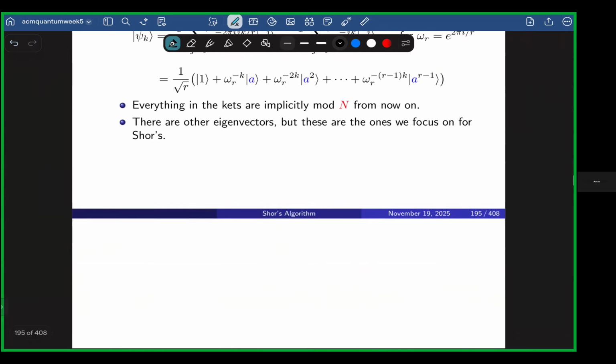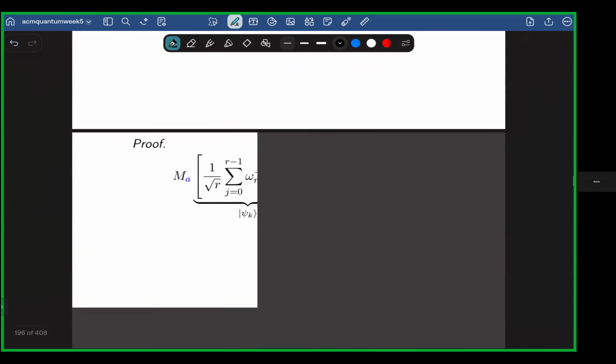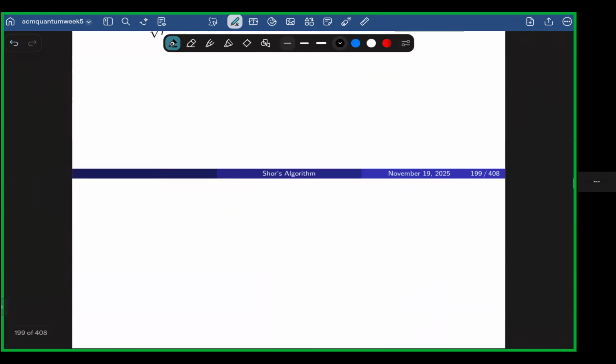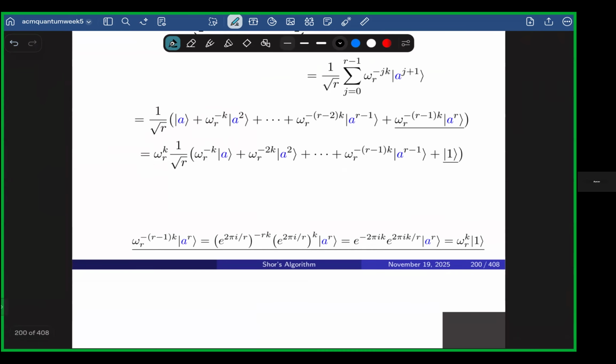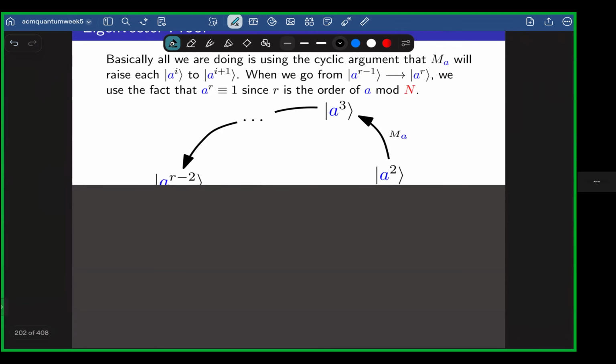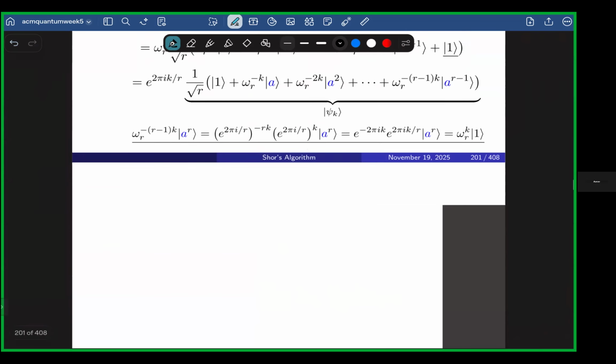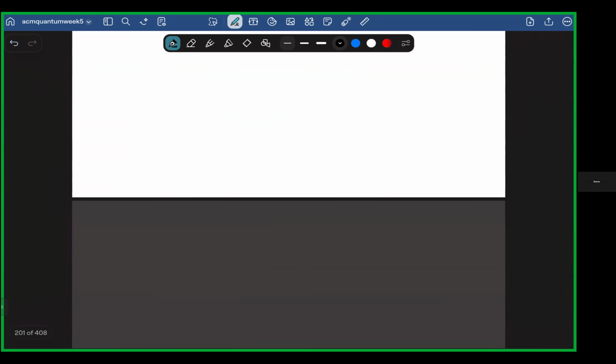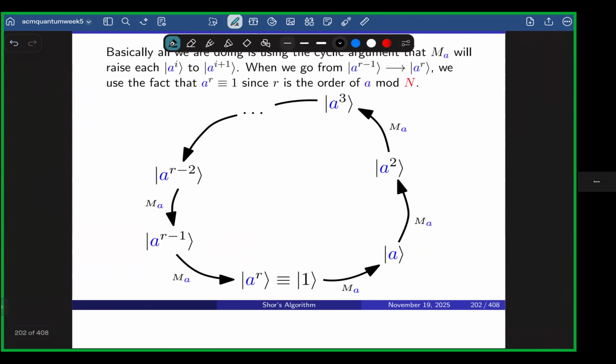Yeah, there are other eigenvectors, but these are the ones we care about for sure. Here's the proof that I'm going to skip. Okay, this is the algebraic proof. Clearly you don't want to see that. So here's just a small visual proof.